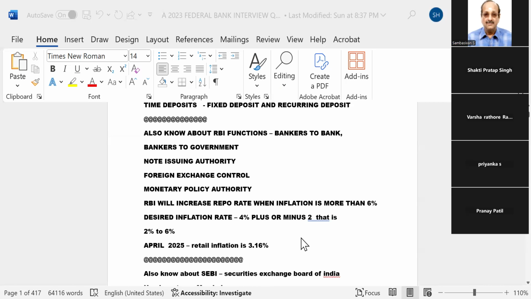Also know about the RBI functions: bankers' bank, banker to government, note issuing authority, foreign exchange control, monetary policy authority. RBI will increase the repo rate when inflation is more than 6%. The desired inflation rate is 4% plus or minus 2, that is 2% to 6%. April 2025 retail inflation is 3.16%. May inflation is 2.82%. This also they will ask in the interview.